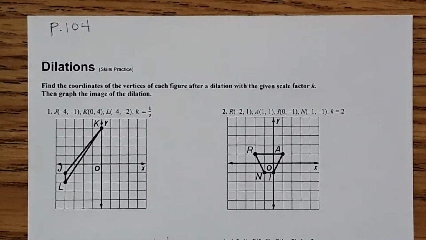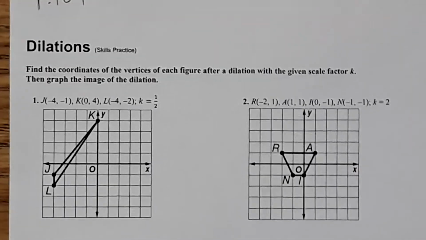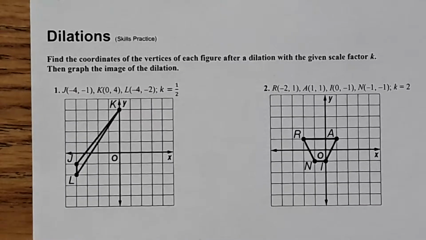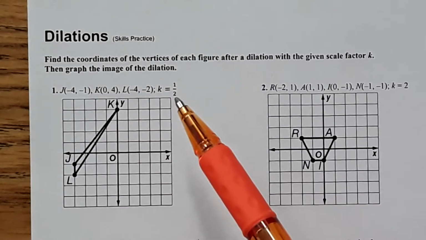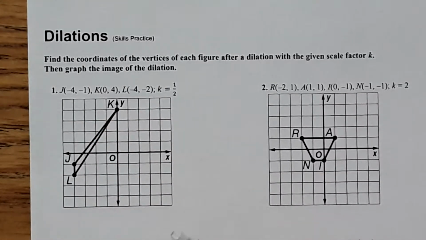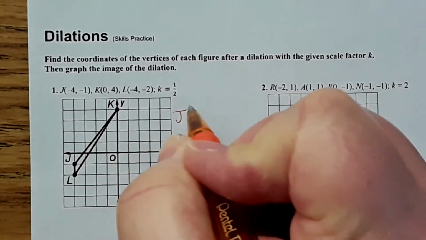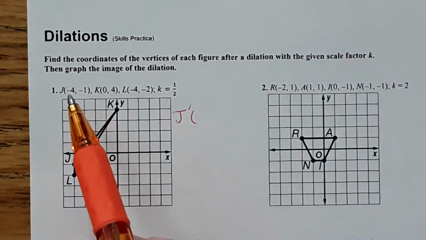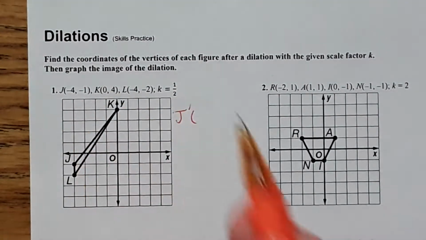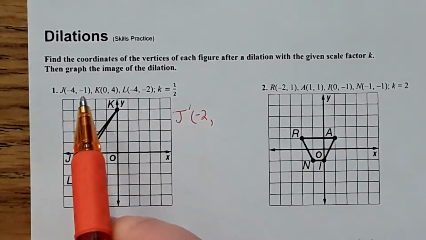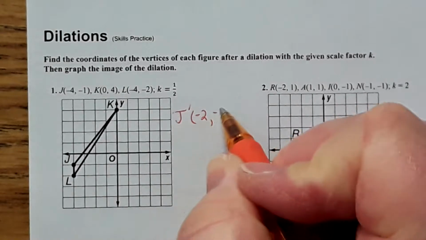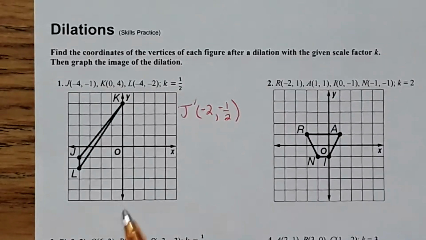So remember, to find the new vertex, or multiple vertices, we're going to multiply the scale factor k times each value. So for example, J prime: take the x value, -4 times 1/2, and we have -2. And -1 times 1/2 is -1/2. Let's continue finding all the vertices and then we will graph it.